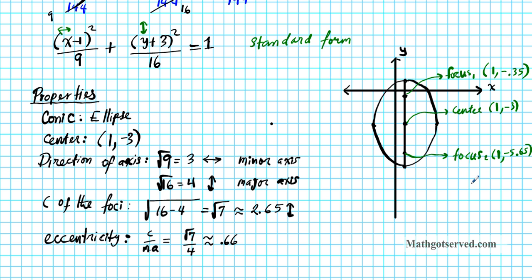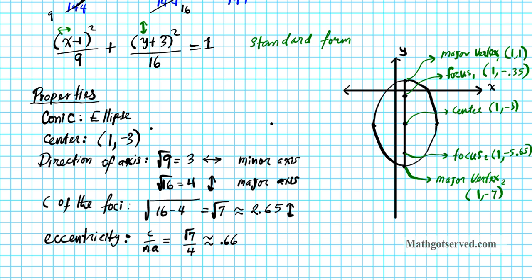Okay. All right. Now let's shift our attention to the vertices. The vertices on our major axis are our major vertices. So let's label this. This is major vertex 1, and the coordinates are going to be (1, 1). And then this right here is major vertex 2. It's going to be, let's see, we're at negative 3, 4, 5, 6, 7. So (1, -7).